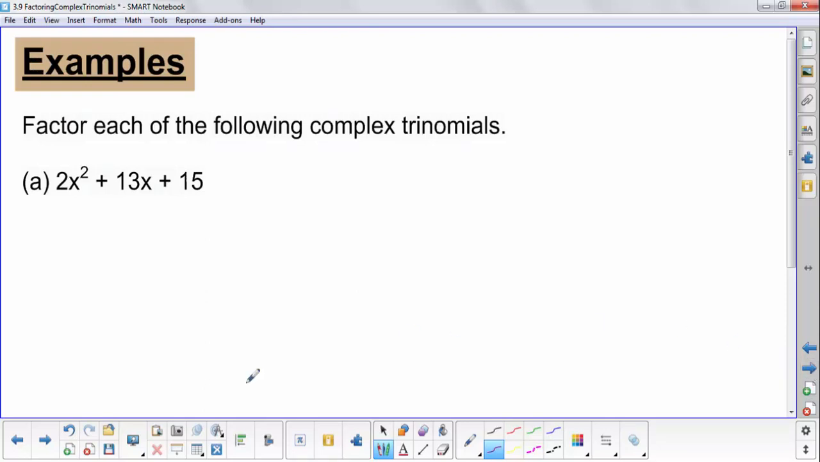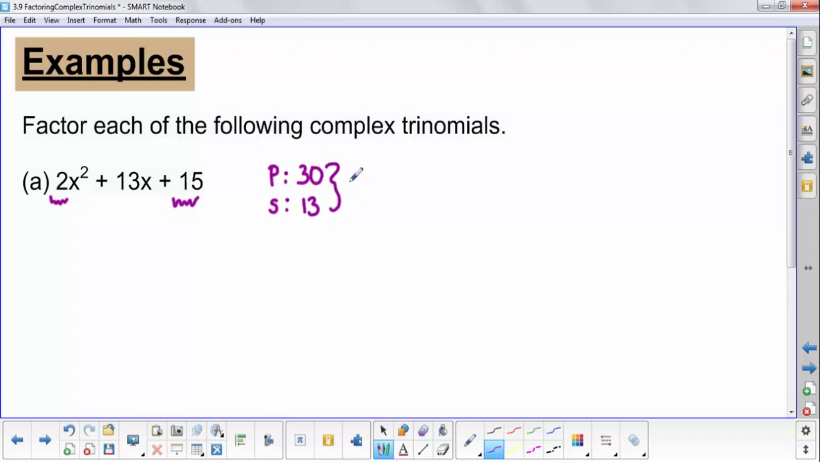As I mentioned before, you always want to see if you can common factor first. So looking at this, I see that we have a 2, a 13, and a 15. There is no common factor here. So what we are dealing with is a complex trinomial. So we want to find product and sum. To find the product, we are going to look at the 2 and the 15. If we multiply those two things together, we're looking for two numbers that multiply to positive 30 and still add to the middle term of 13.